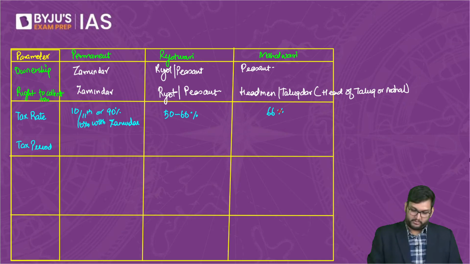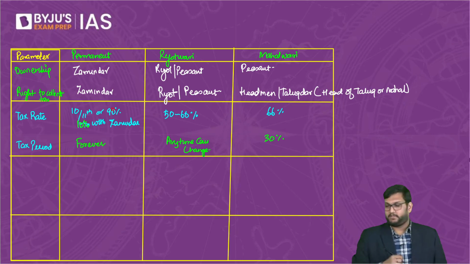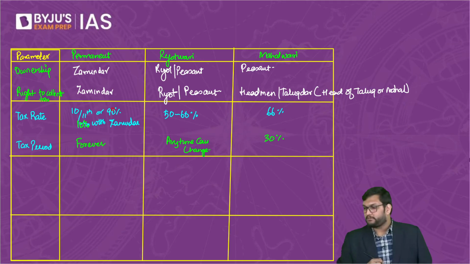But I don't want to keep a gap there. It will become confusing later. Forever, anytime, can change. 30 years. I've written 10%, not 1%. 10%, 90%. Very good. Anybody has an issue here? Oh, not 30 years. 30 years. Anybody has an issue here? This should not be an issue. Very good.